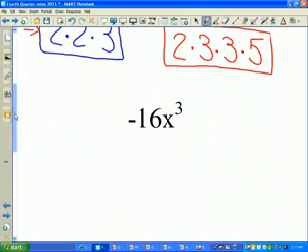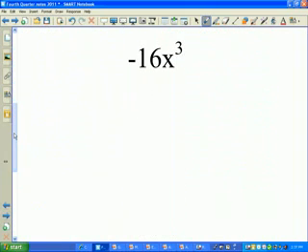So let's go with another example. We have a negative 16x cubed. So we have a negative number. You're still doing the same exact thing with the factor tree. My suggestion is to take care of the number first. So we have a negative 16. And just like we said about a prime number, it has to be a whole number and it has to be greater than 1. Right now, it's not greater than 1.